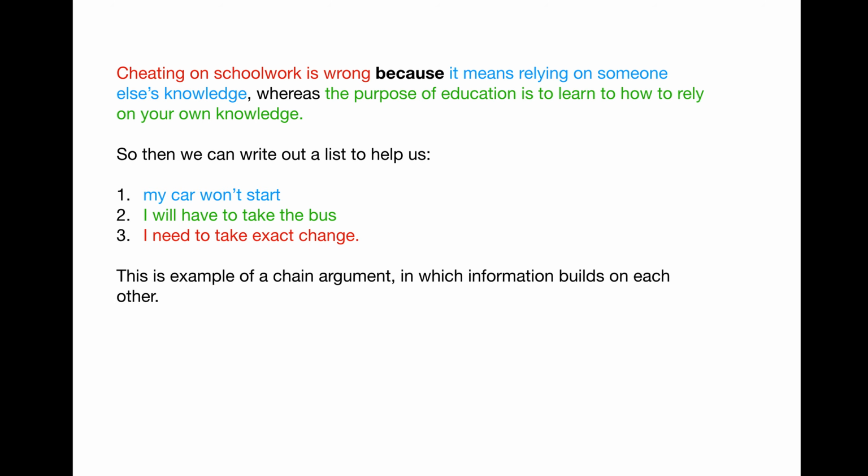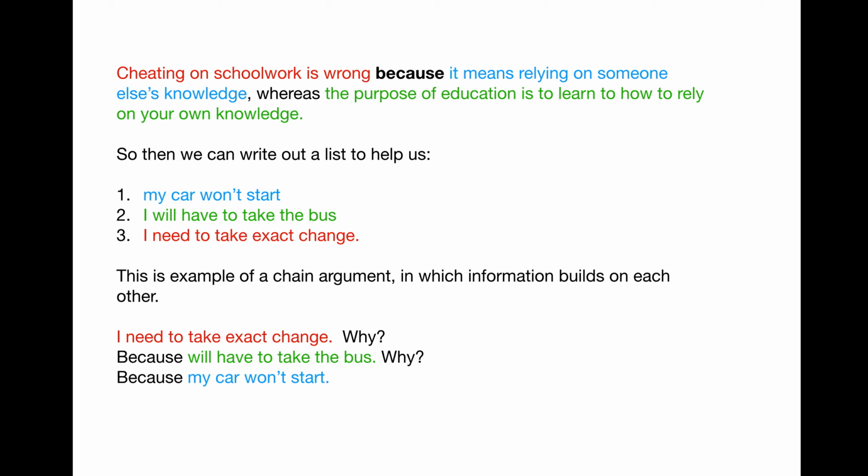So this is an example of a chain argument. It's information that builds upon each other. My car won't start, so I'm going to have to take the bus, so I need exact change. I need to take exact change. Remember, we put it into question. Why? Because I'll have to take the bus. Why do I have to take the bus? Because my car won't start.